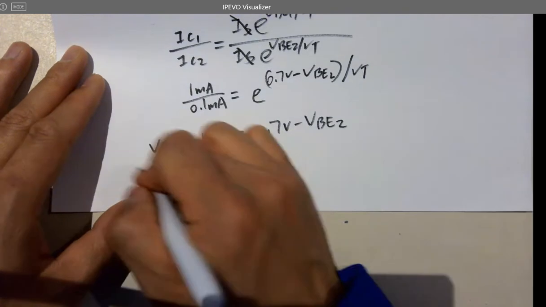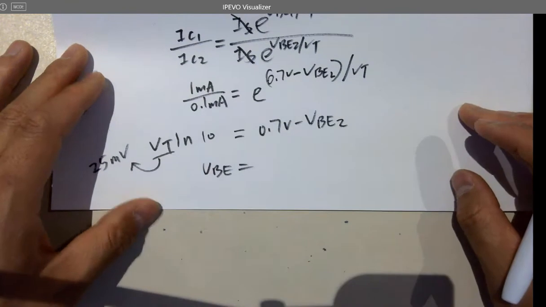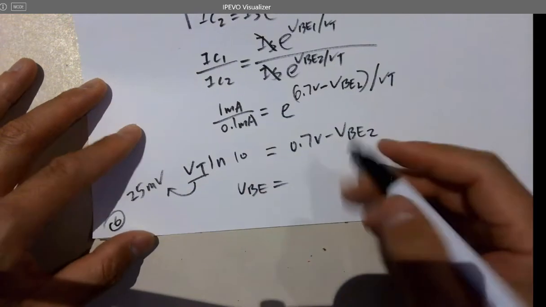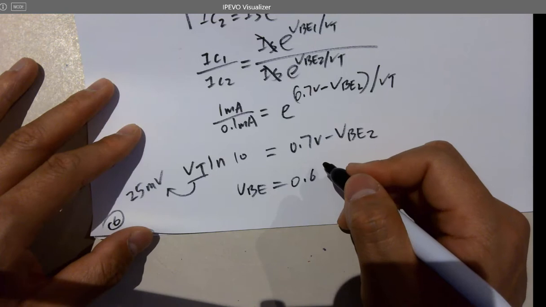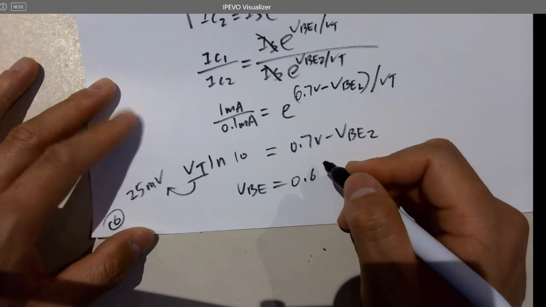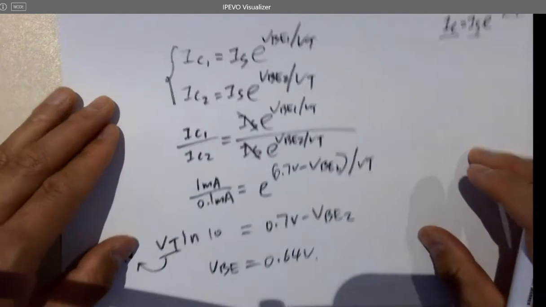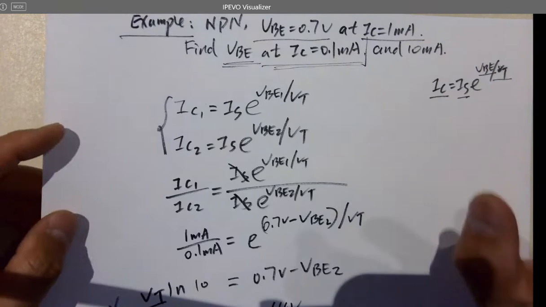So VT, remember, is 25 milli. Right. So that one equals to 0.6. Wait, no. Oh yeah, 0.64 volts. Right. So it's going to be the same way if you calculate VBE when the IC is 10 milliamps. The same concept.